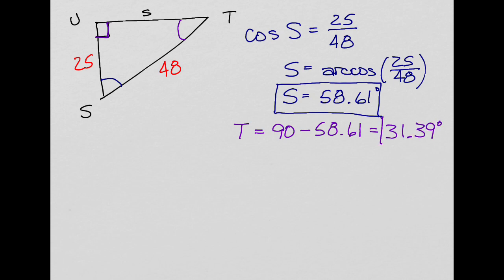All we need now is the third side. When I know two sides of a right triangle and I want the third side, Pythagoras is the way to go. So 48 is the hypotenuse. That's the one that's by itself. 48 squared equals 25 squared plus, that's an S squared. We'll square, we'll subtract, we'll take a square root.